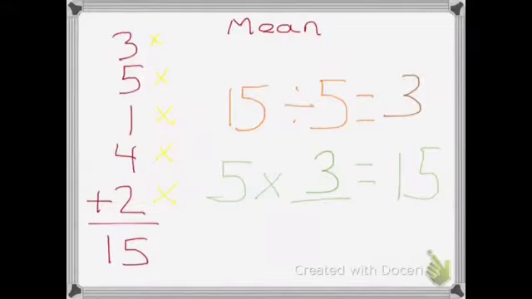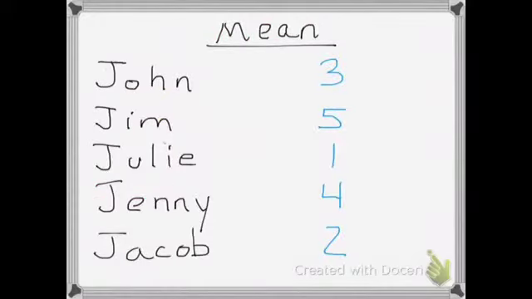So for our final answer, our best possible answer is going to be our 3 for our mean for all the data that we collected before. And just to show you the data again, Johnny had 3, Jim had 5, Julie had 1, Jenny had 4, Jacob had 2, which gave us an average of 3 bracelets for the whole entire class.